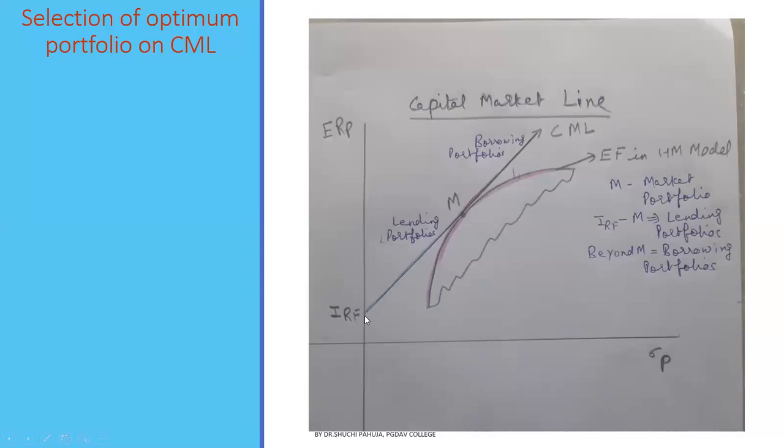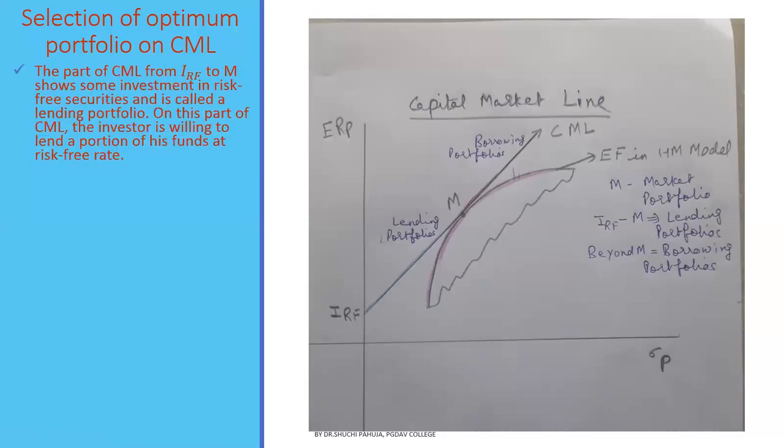I'm repeating, at IRF, all the funds have been invested in risk-free securities, zero risk, and your return is equal to IRF. If you are at point M, then you are investing 100% of your funds in risky assets, and accordingly you will get the return on the market portfolio. If you are borrowing and investing more than what you have in risky assets, then you will be somewhere on this portion of CML. The points beyond M show borrowing portfolios, right?